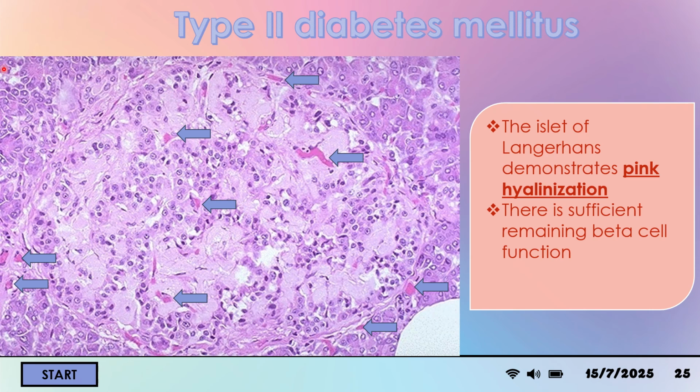Next, the type 2 diabetes mellitus slide. Here we can see the islet of Langerhans, but there is pink hyalinization, as I have marked with the arrows. There is a lot of pink hyalinization, or deposition of amyloid, in many of the islet cells. This amyloid contains protein derivatives of amylin, and amylin is secreted in small amounts at the same time as insulin and slows the rate of rise of glucose in the blood. However, unlike in type 1 diabetes, where the islets of Langerhans are totally damaged, in type 2 there is sufficient remaining beta cell function to prevent ketoacidosis.